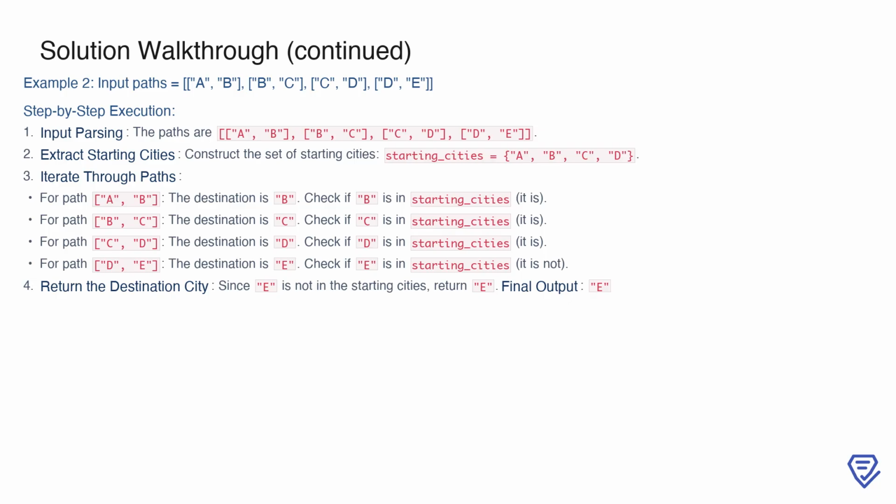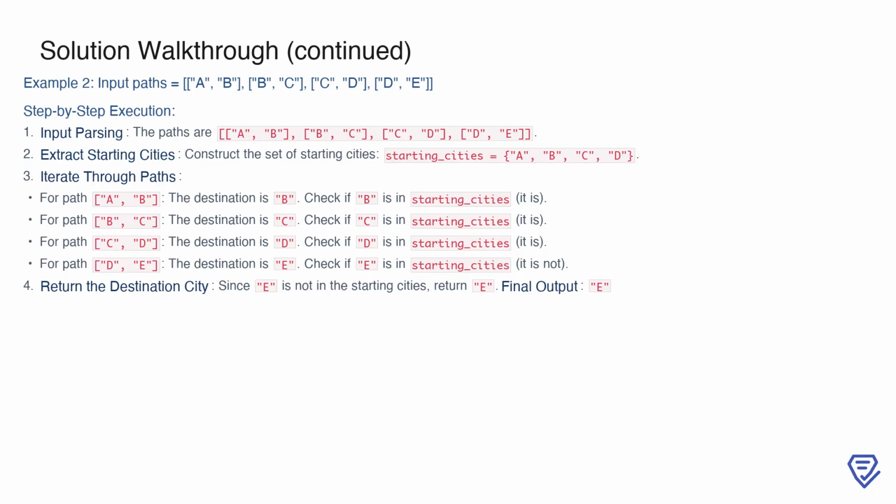Again, we aim to identify the destination city. First, we gather all starting cities by taking the first element of each path and storing them in a set. This results in A, B, C, D. Then, we examine each path to identify the destination city.